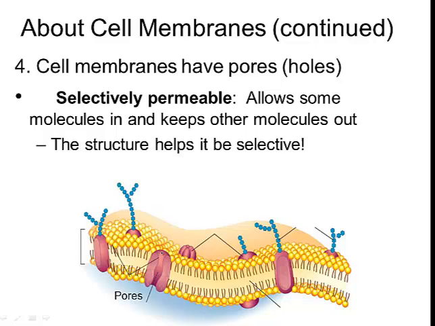So in the next podcast, we're going to talk about these different types of transport that can happen because of the selectively permeable factors that go along with the cell membrane.